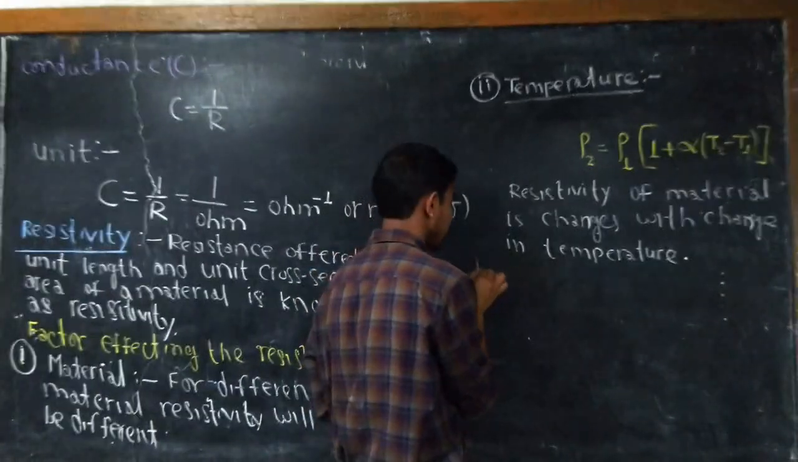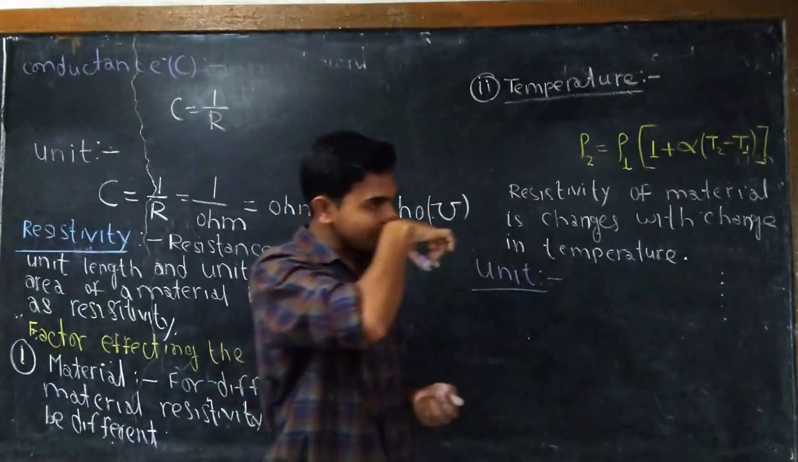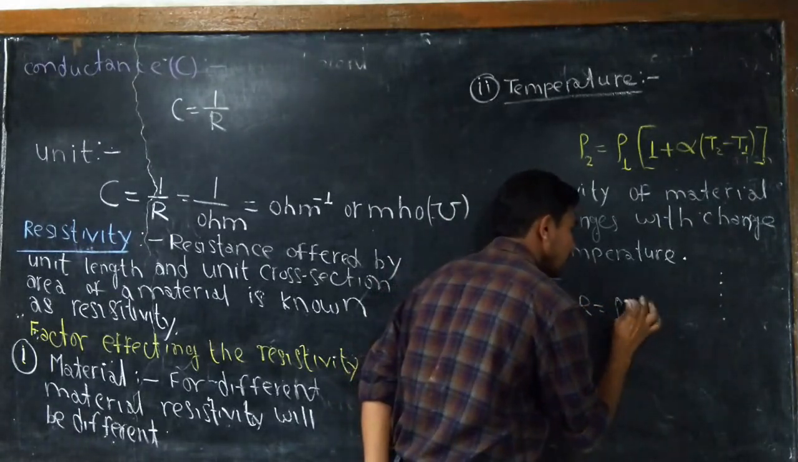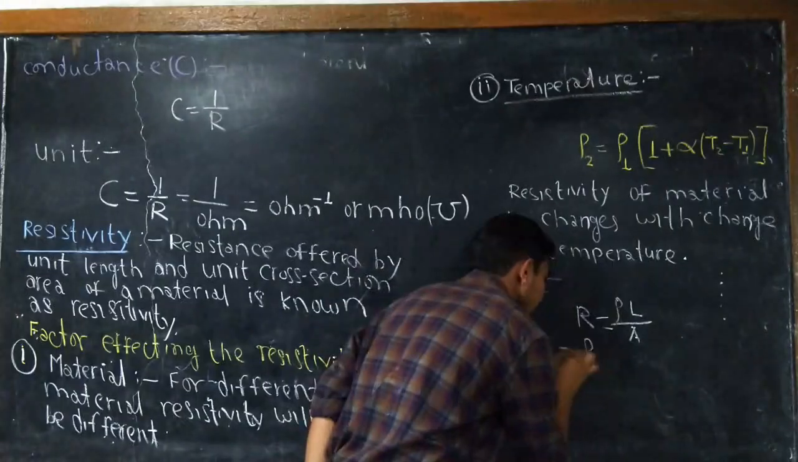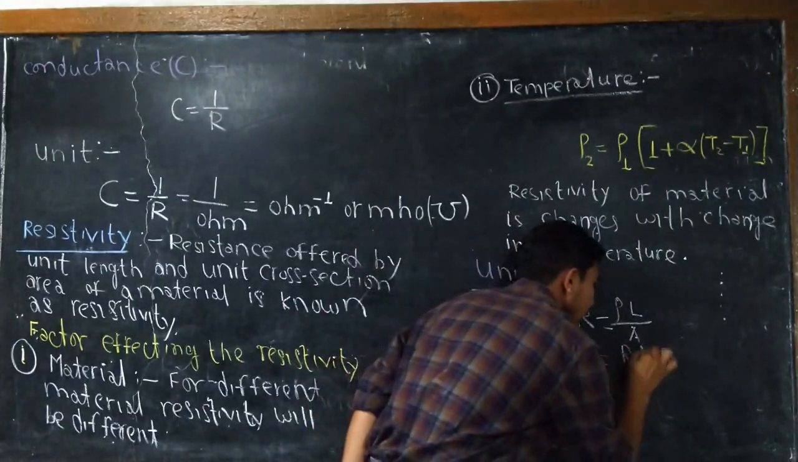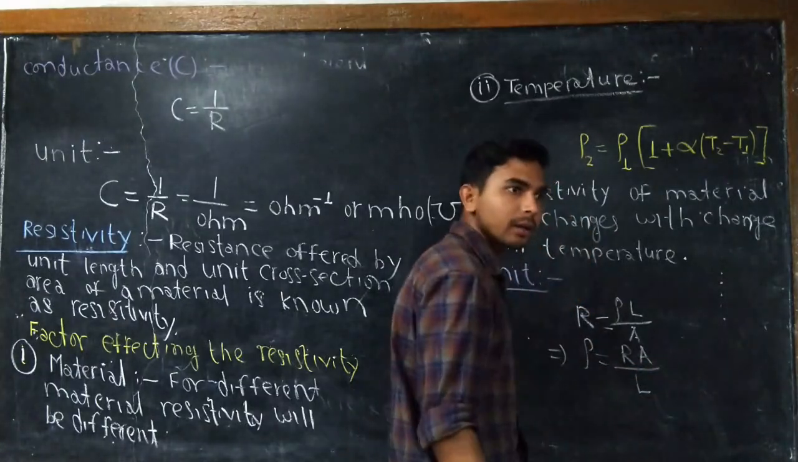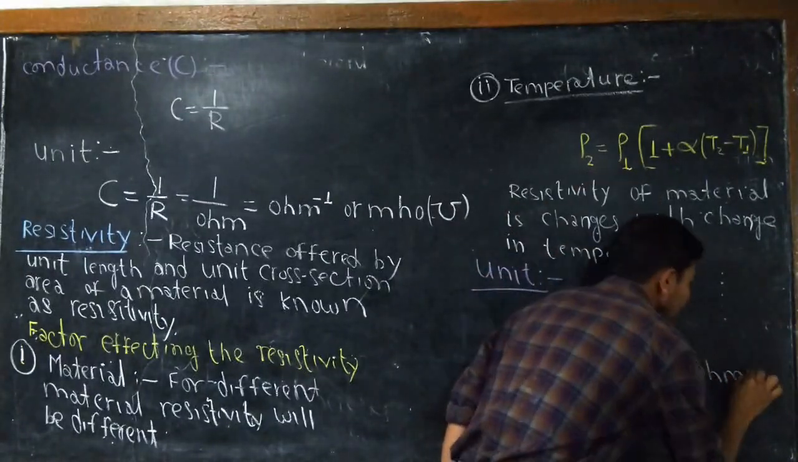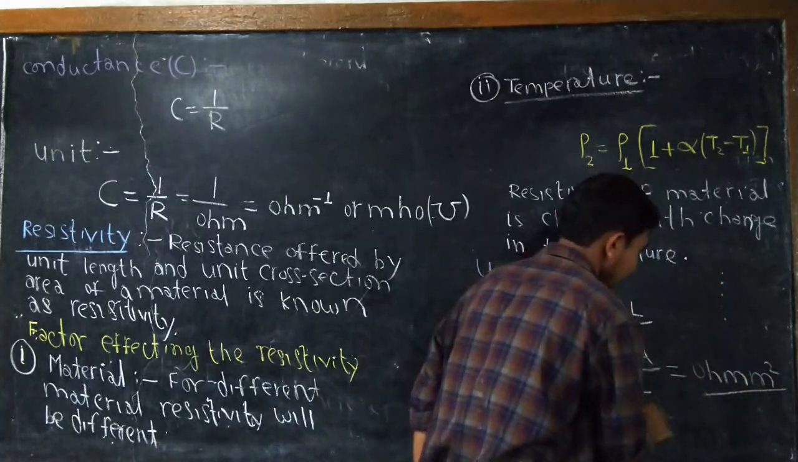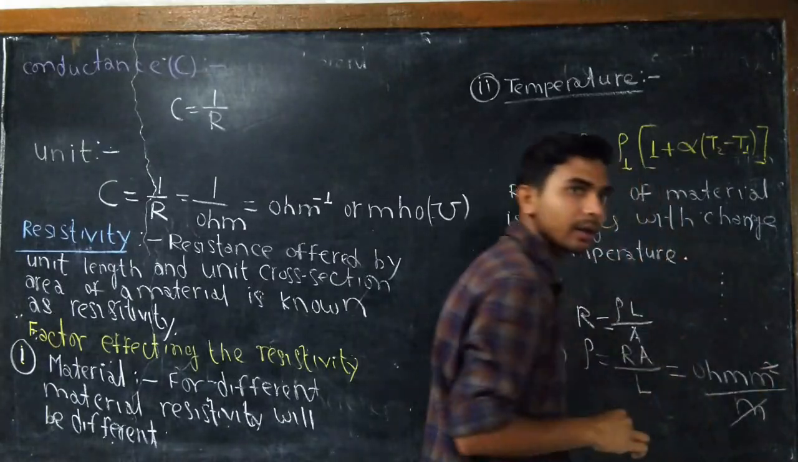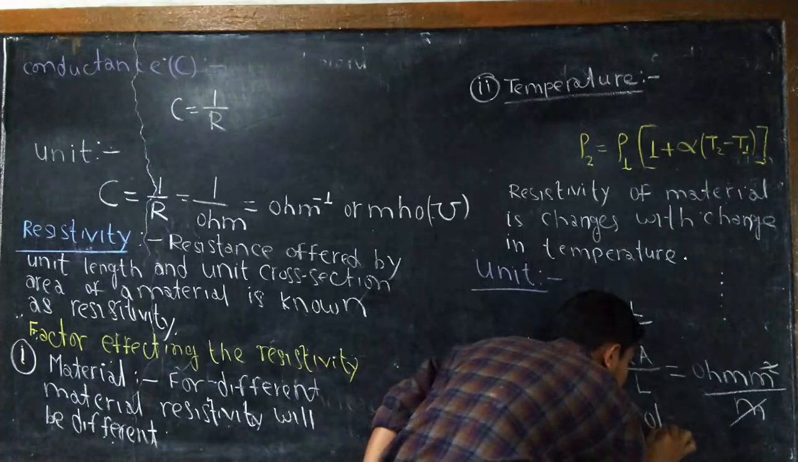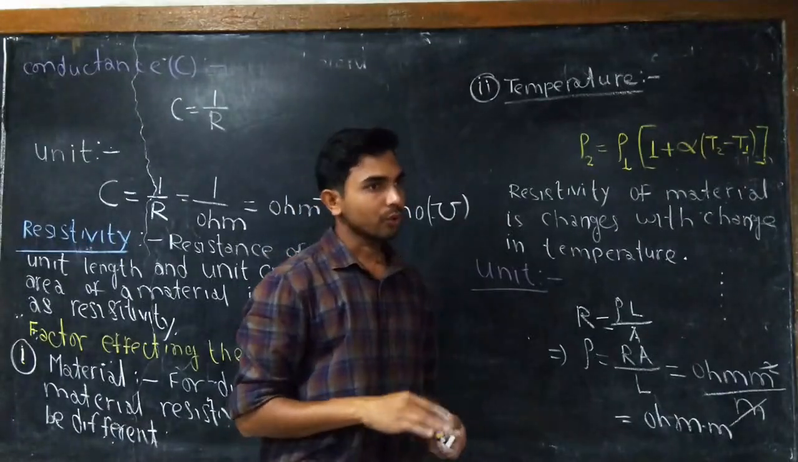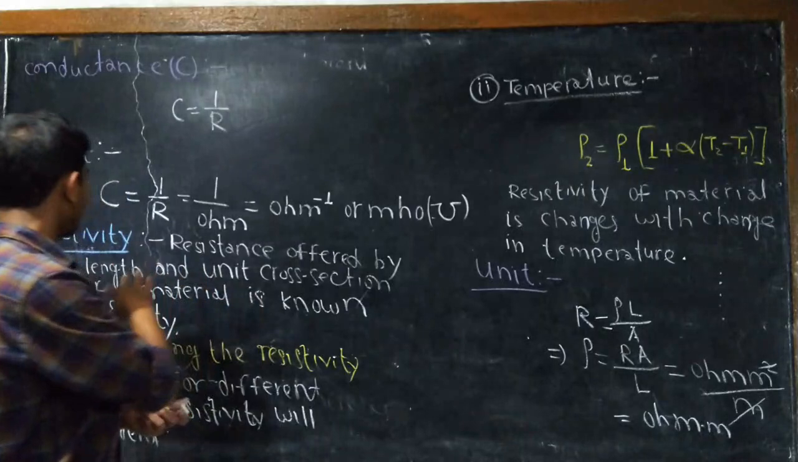One more thing we have to discuss is the unit of resistivity. You know this formula: resistance R is equal to rho L by A. So from here, rho is equal to R A divided by L. The unit of R is ohm, area is meter square, divided by length in meter. So the unit will be ohm meter. Ohm meter is the unit of resistivity.